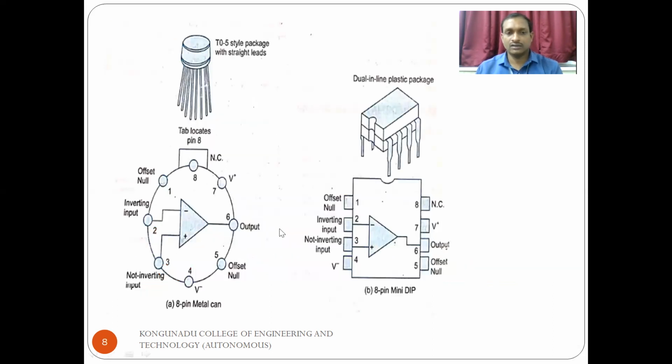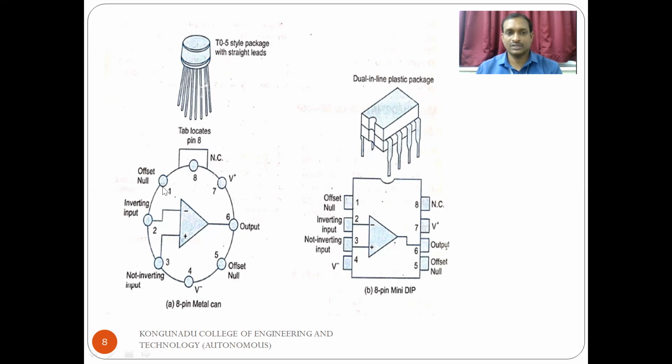So these are the pictorial representation of the pin configuration. The first diagram shows the TO-99 package, a pi style package with the straight leads. So this has straight leads of pins. This is the 8 pin metal can, so 8 different terminals are available.